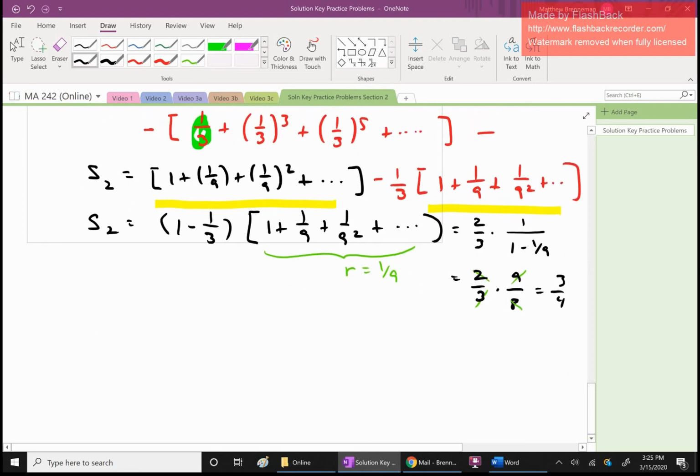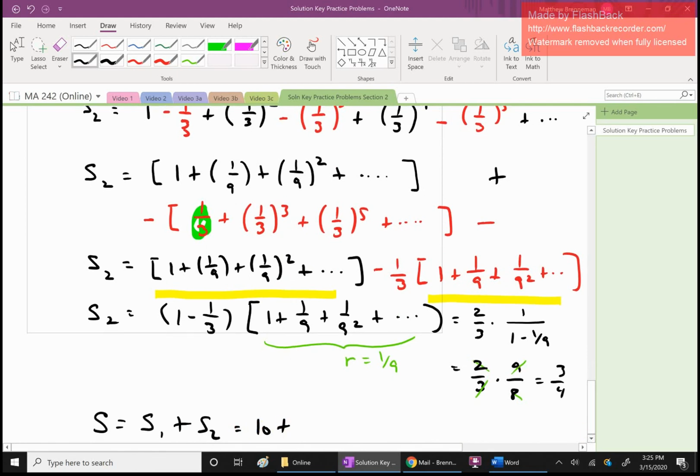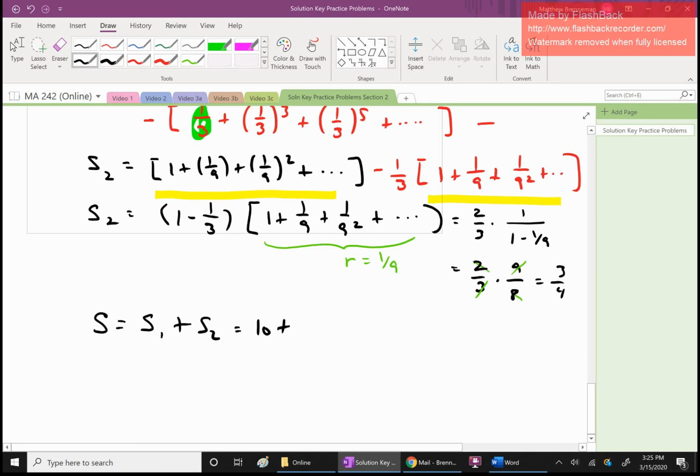And now for my final answer, I'm going to add these two, right? So S is equal to S1 plus S2. And we said S1 up here was 10 plus, and here we got 3/4. And so that's my answer. And you could leave it either way. You could leave it as 10 3/4 or 43/4, whichever you prefer.